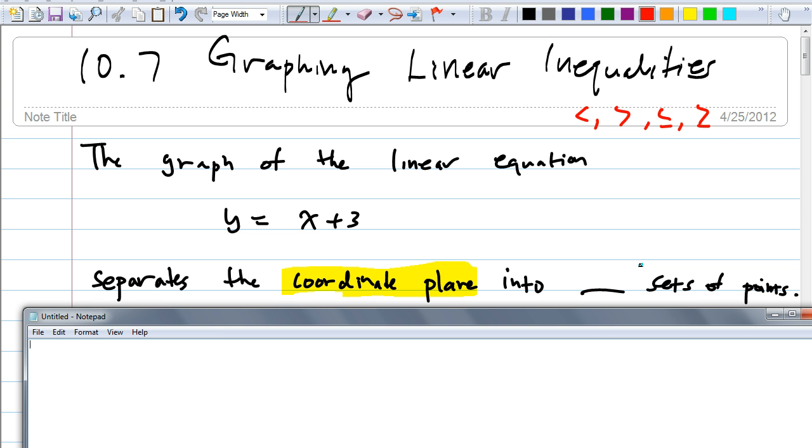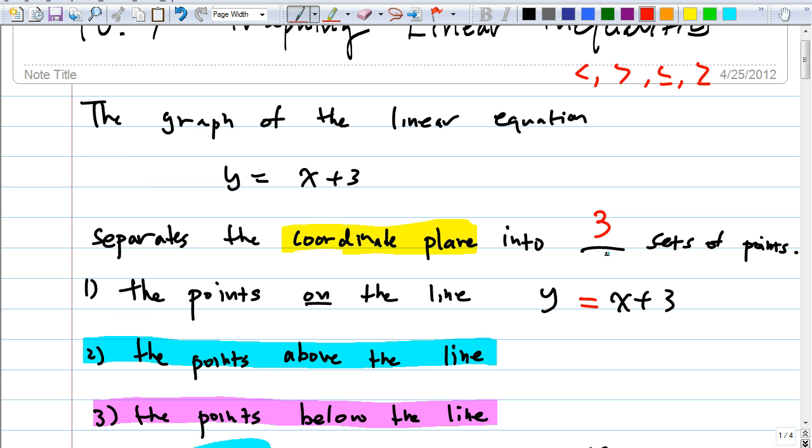It actually separates the points into groups: the points on this line, all the points that are above this line, or all the points that are below this line. So it separates into 3 sets of points. And I wrote it down here. The points on the line are represented as y equals x plus 3, right? That's the line. Then you can talk about all the points that are above this line and all the points that are below this line. Do you know what I'm talking about?